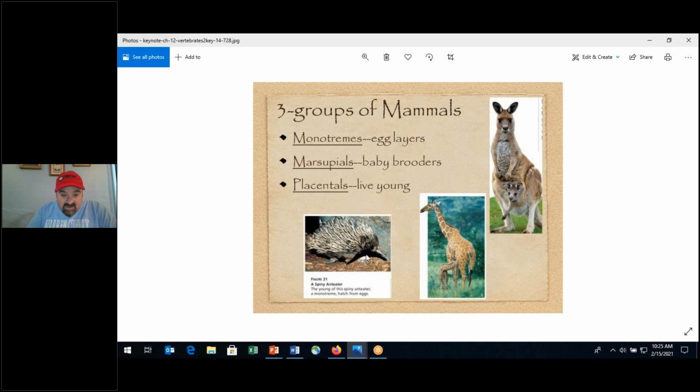So a spiny anteater would be a monotreme, and pretty interesting, also a duck-billed platypus. A platypus would be an egg layer, and it's still a mammal. Kind of weird, folks, right? But think about this: really all mammals have eggs, so to speak. It's just a matter of that.